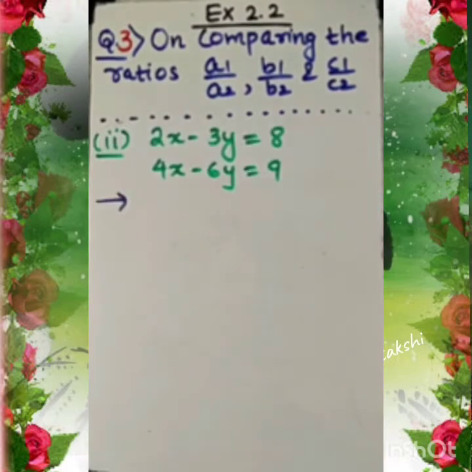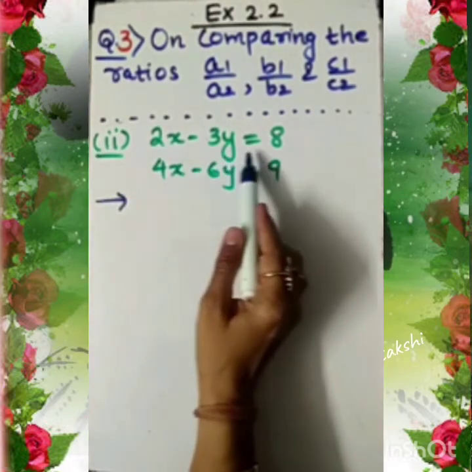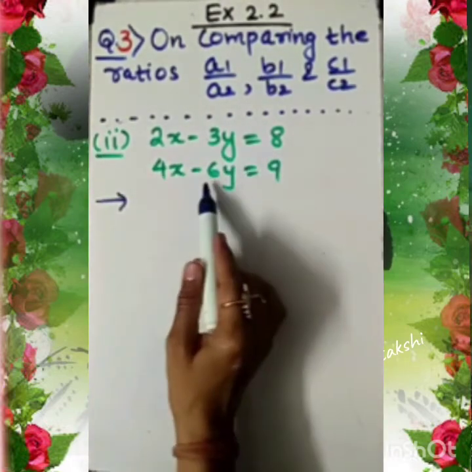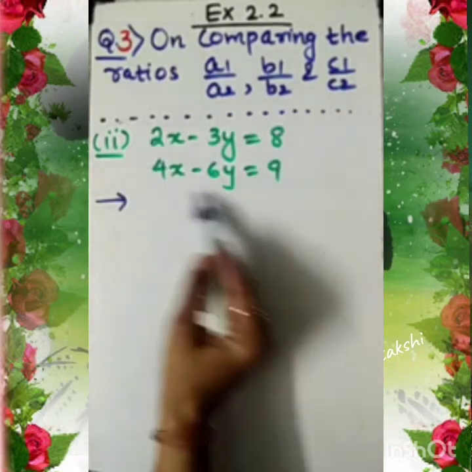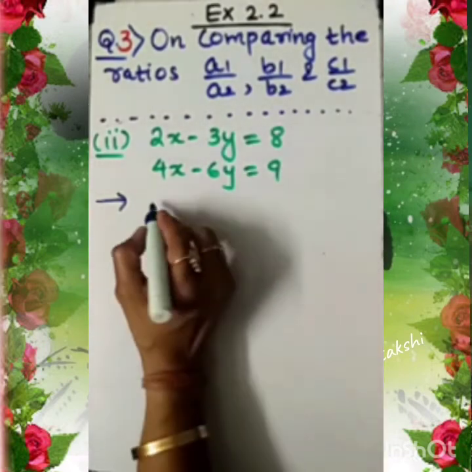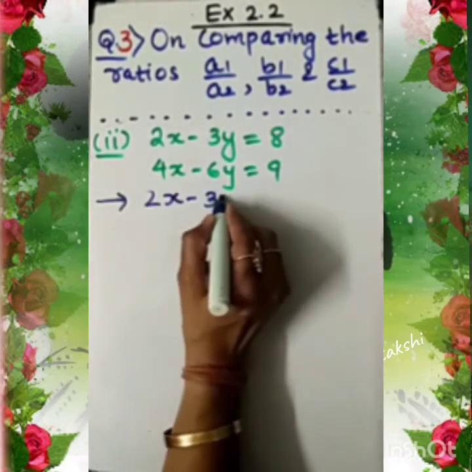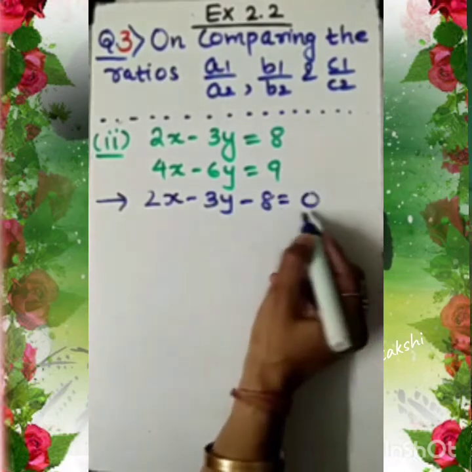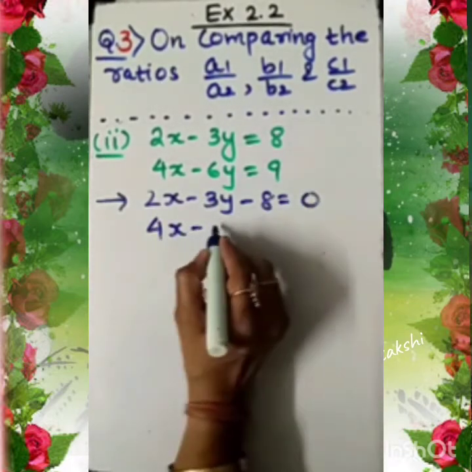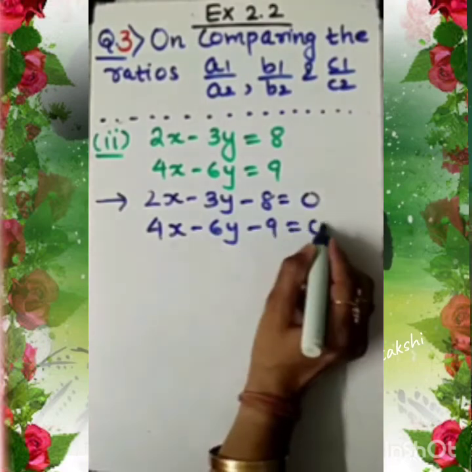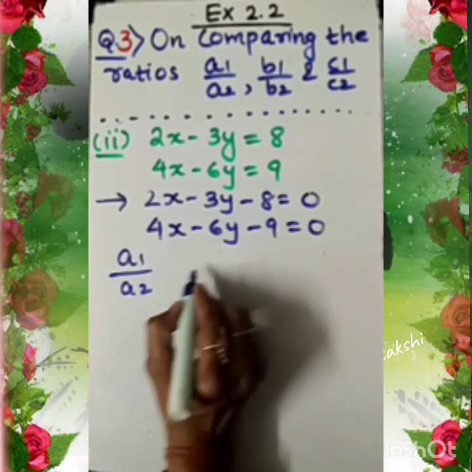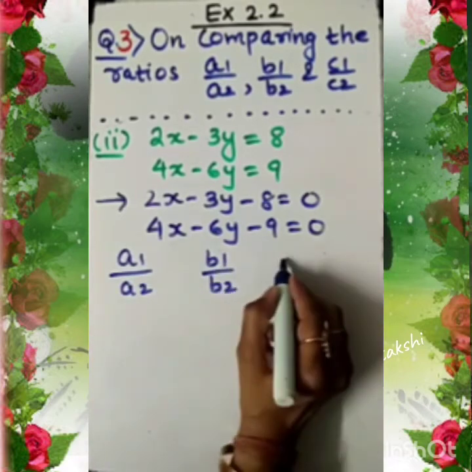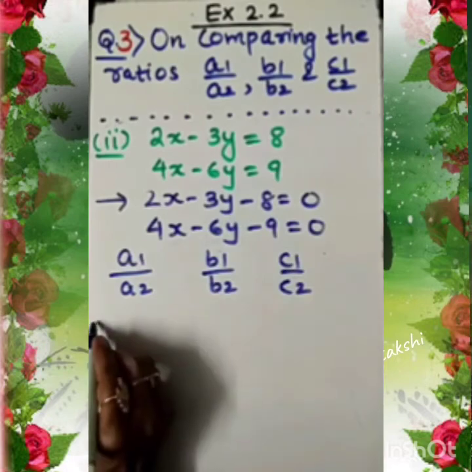So let's work out the second part of the question: 2x minus 3y equal to 8 and 4x minus 6y equal to 9. In these two equations, we can say they are not in their general form. So minus 8 will be here, and 4x minus 6y minus 9 equal to 0. As usual, we need to go with a1 by a2, b1 by b2, and c1 by c2. We need to decide their ratios.